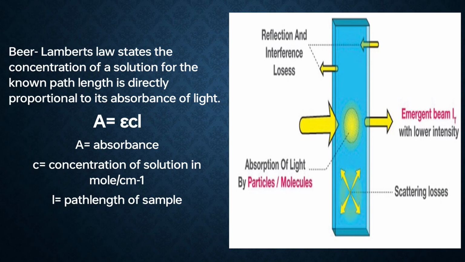Beer-Lambert's law states that the concentration of a solution for a given path length is directly proportional to its absorbance of light. A is equal to epsilon C L. Here A is the absorbance, C is the concentration of the solution in moles, and L is the path length of the sample.